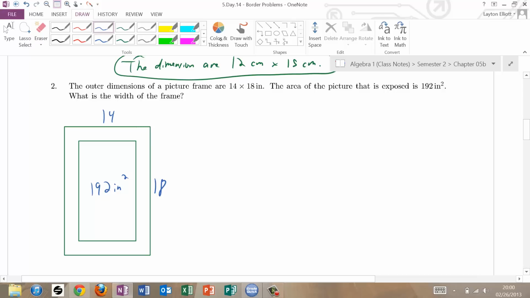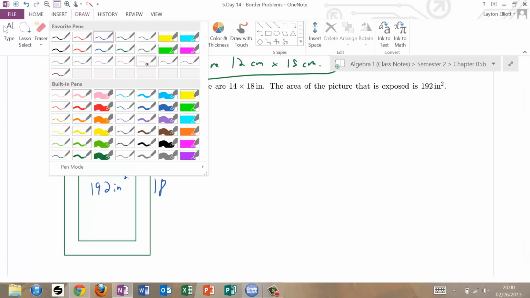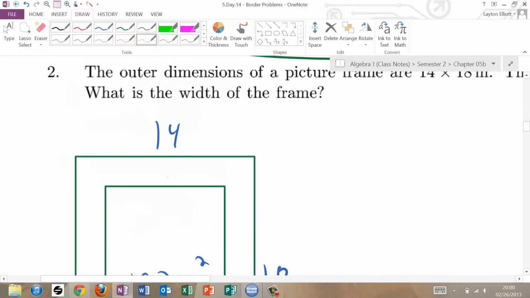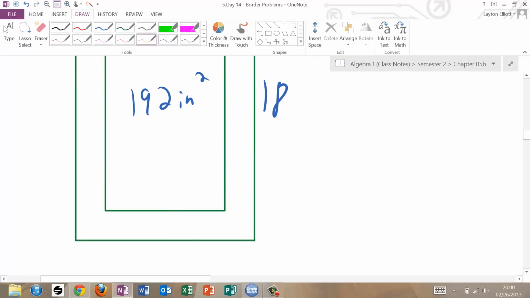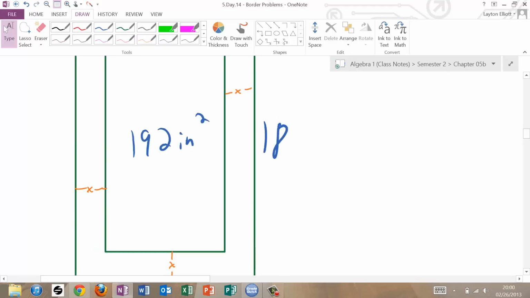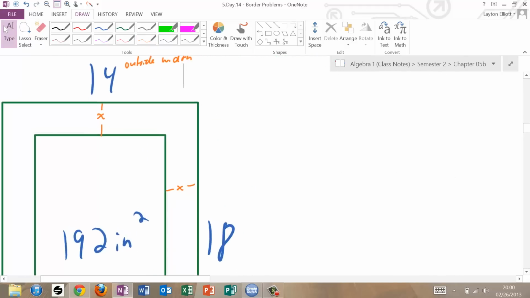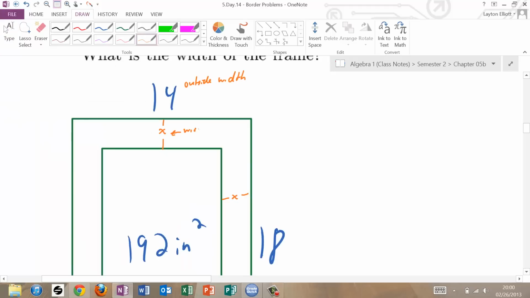What does that mean? Well, I'm going to switch colors. We're going to make it a little orange. I'm going to zoom in as much as I can. I'm going to say that means this thing. I'm going to call that X, and I'm going to call this X. I'm going to write it 4 times. That's what it means by the width of the frame. It doesn't mean this thing, that's like the outside width. We call the other one outside length. But when we say the width of the frame, that's this thing here.